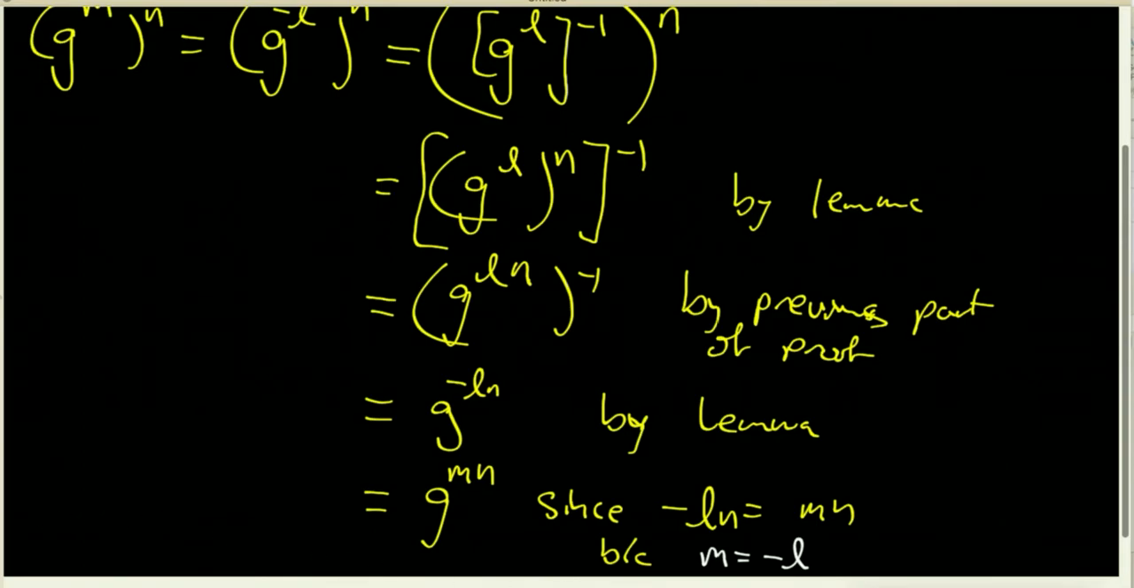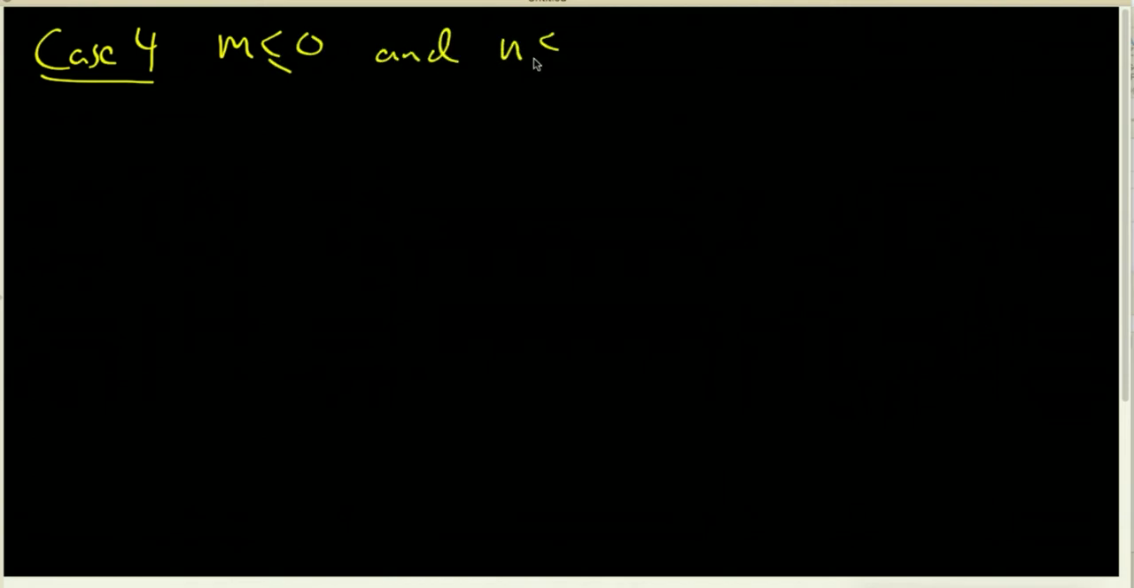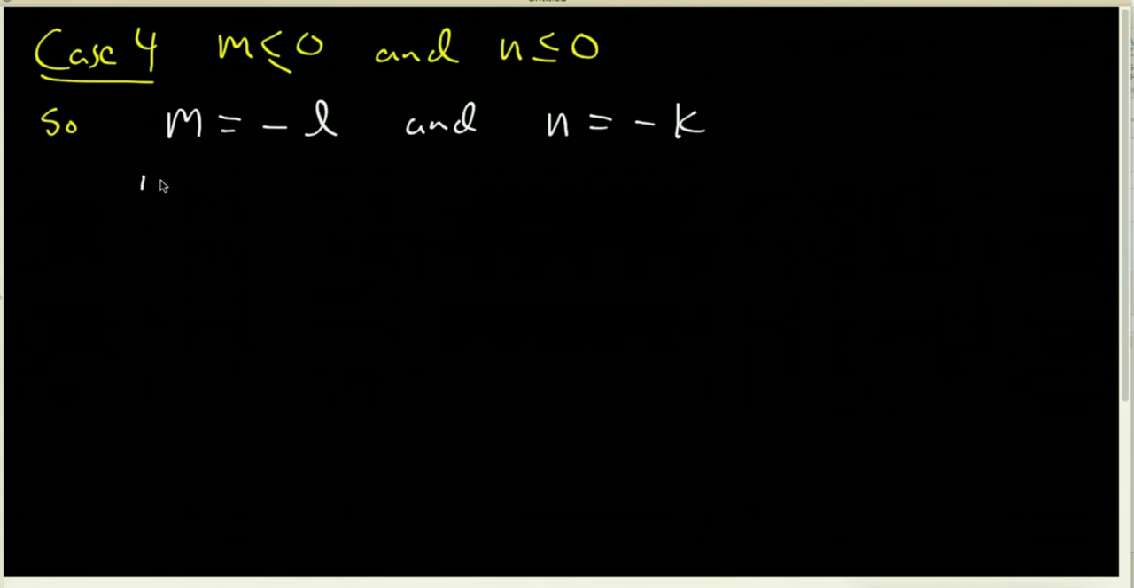So let's now move on to case 4. In case 4, m is going to be less than or equal to 0, and n is going to be less than or equal to 0. So for convenience's sake, we are going to write, and let me put this in a separate color because it helps to highlight this, m is equal to -L, and we're going to set n is equal to -k, where L and k are non-negative integers.